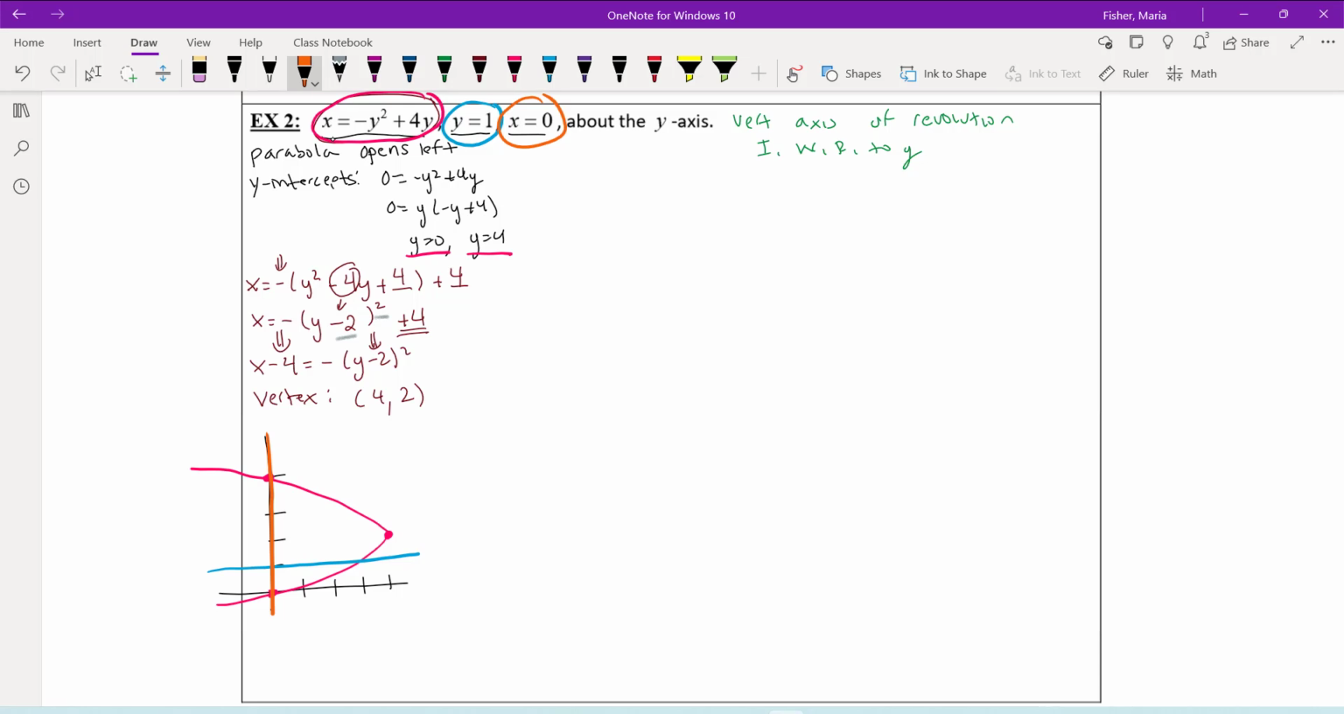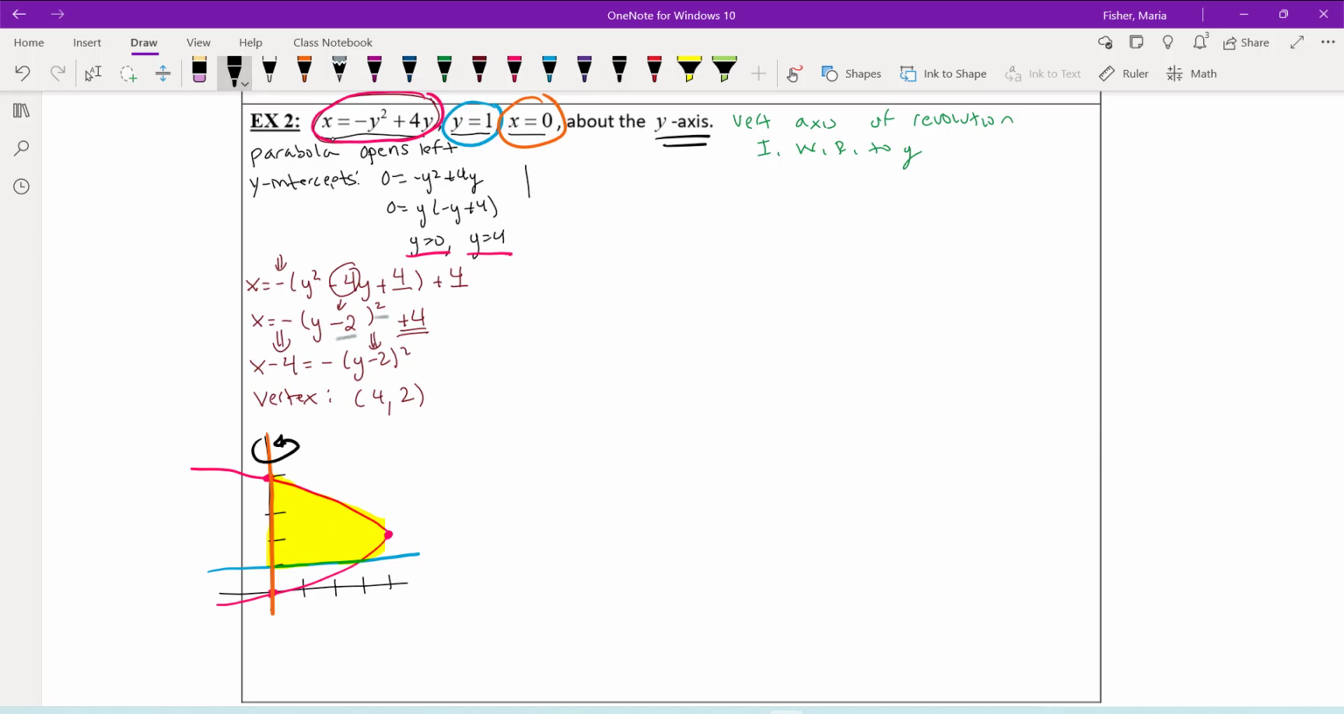The region that's trapped by pink, orange, and blue is this region right here. And we're going to take that region and revolve it around the y-axis. So we're revolving that yellow region around the y-axis.